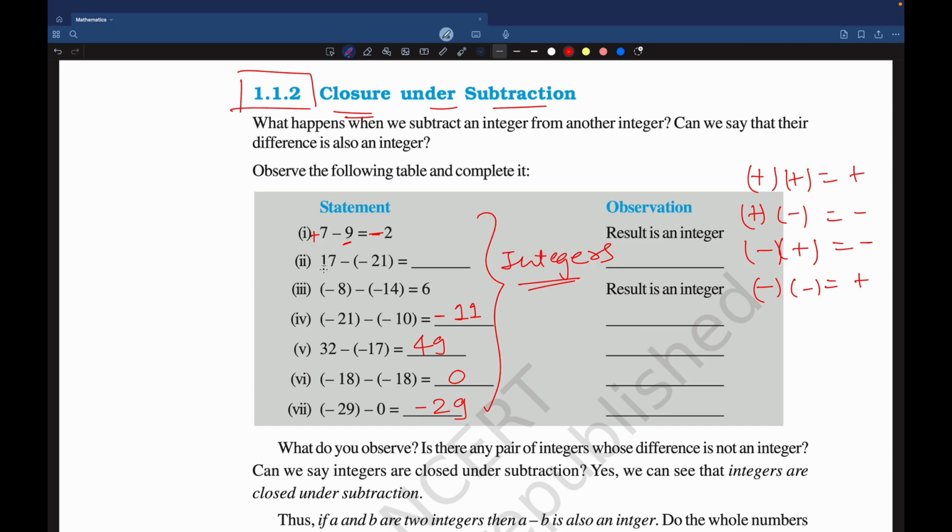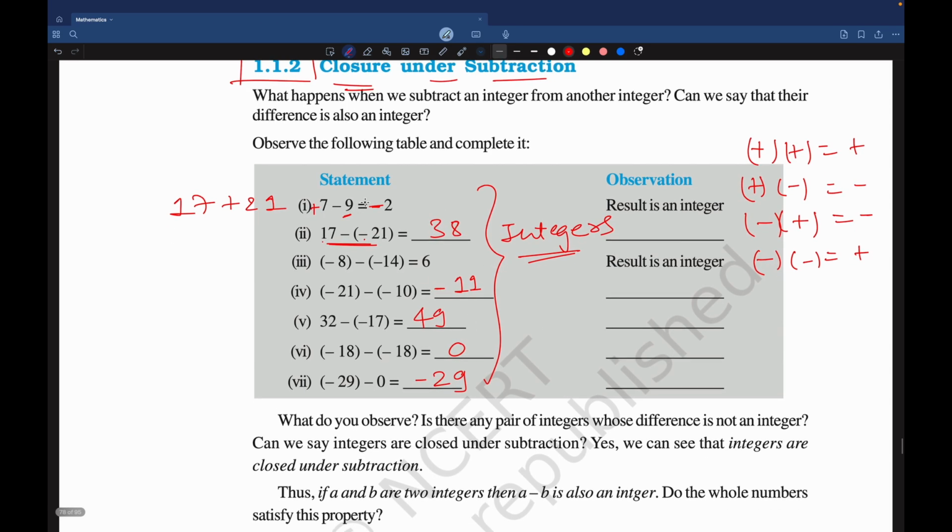In this case minus 17 minus 21, minus minus is plus, plus 21, the answer will be 7 plus 1 is 8, 2 plus 1 is 3, answer will be 38.